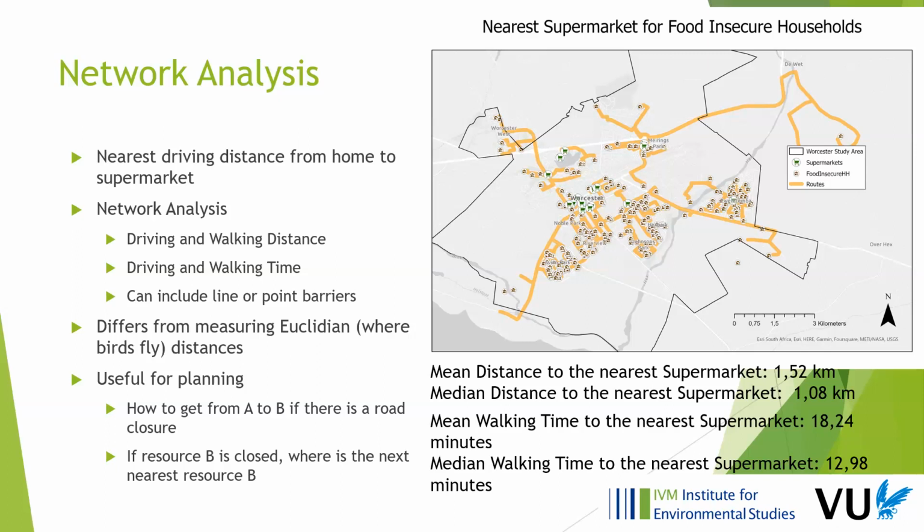For an example, if there's a road closure or other barriers, the network analysis tool can provide alternative routes should you include those particular barriers in the system. The reason why I like using the network analysis tool is that it provides a more realistic view of distance in terms of how we get from point A to point B. This differs from what we would call measuring the Euclidean distance.